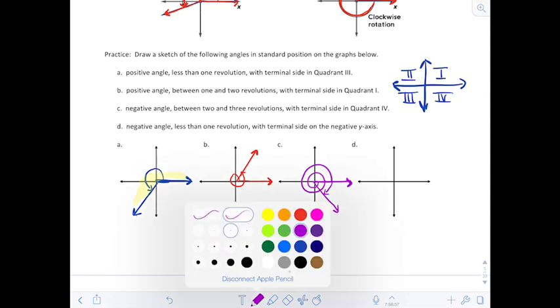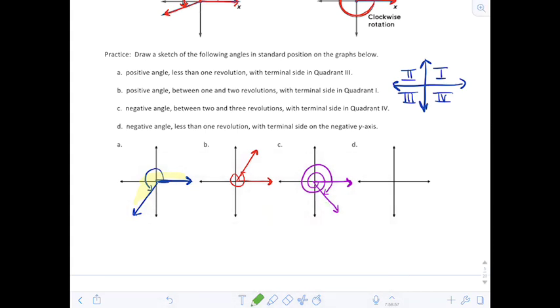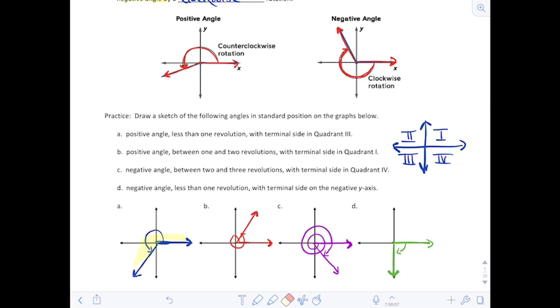And the last one, we want a negative angle, less than 1 revolution, terminal side on the negative y-axis. So here's my initial side, and there's the negative y-axis down below the x-axis. So if we rotate in a negative direction, we're going to stop right there, and my terminal side will be on the negative y-axis. Okay, so hopefully now we understand the difference between a positive angle and a negative angle. And we now have the idea that we can rotate around this circle multiple times, still maintaining the center at the origin, where our vertex is, and we now know the difference between the initial side and the terminal side.